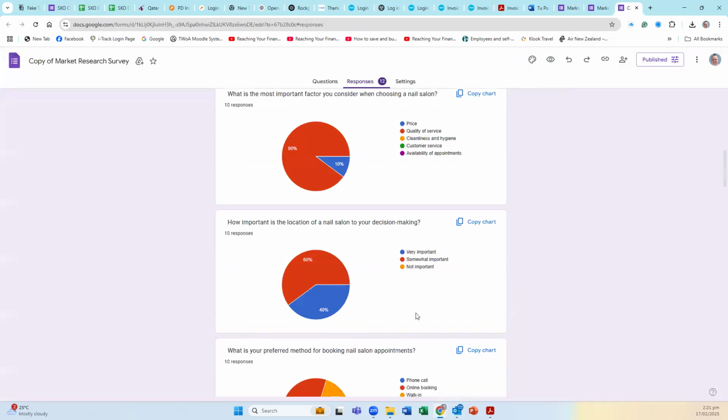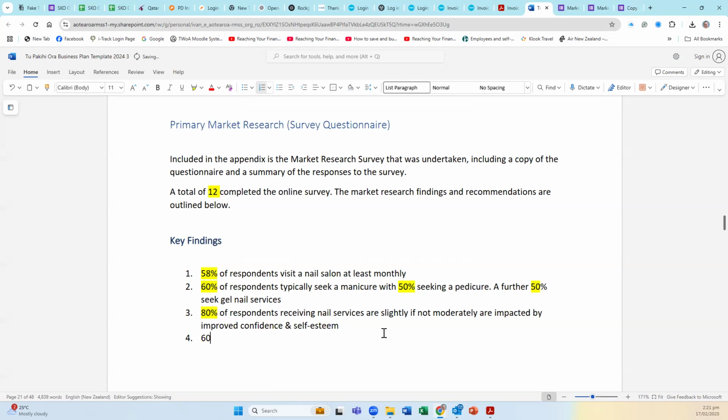Number 4, this is the question here. How important is the location of a nail salon to your decision making? Somewhat important. Someone said very important. Okay, so we're going to put that here. Somewhat important, 60%. So 60% said it was somewhat important, and 40% very important.